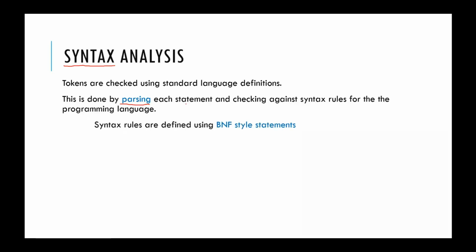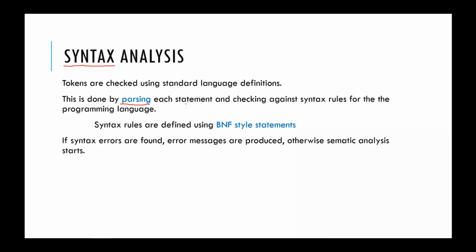So we check the statements against, as it says, BNF style statements. They're all coded into the compilers, and we'll be able to check all the rule statements against those. If we've got any messages, we would put those onto our errors, produce those and stop. Otherwise, we go on to semantic analysis.